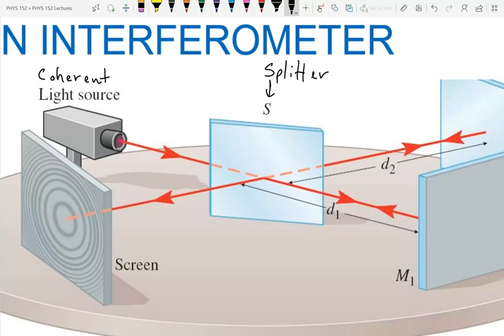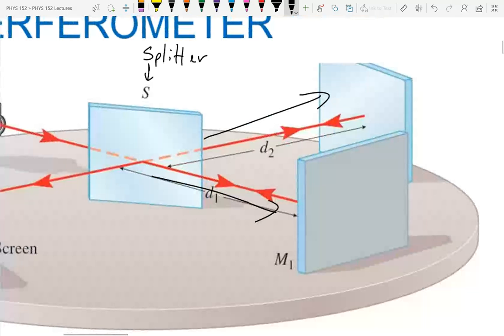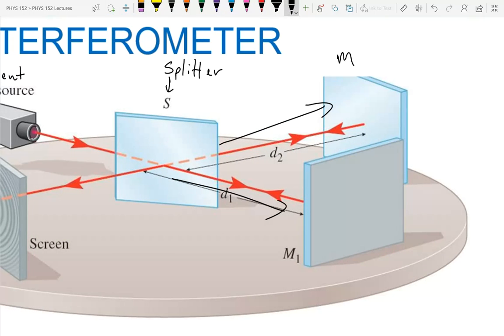So it splits the beam 50-50. Half of the beam goes this direction, and half the beam just goes right on through. Then each one hits a mirror, so M1 and M2. Okay, I guess I cut off M2. M1 and M2 are the mirrors that reflect the light back.